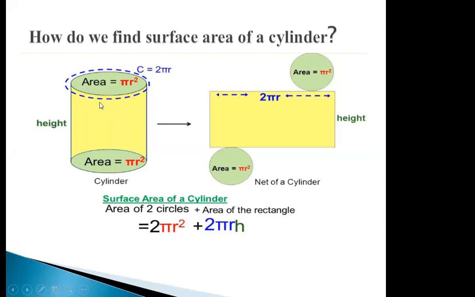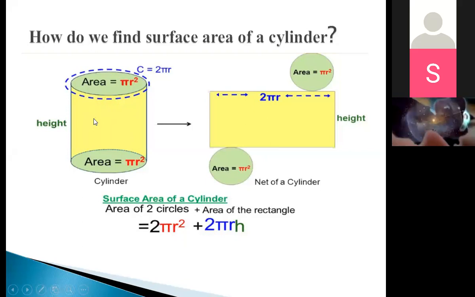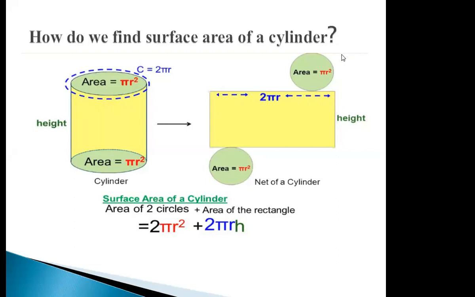Now, if I open up this curved surface, what will you get? You will get this yellow rectangle, isn't it? If you start opening up a cylinder and if I say, okay, separate all the shapes, will you get two circles and one rectangle? Agreed?